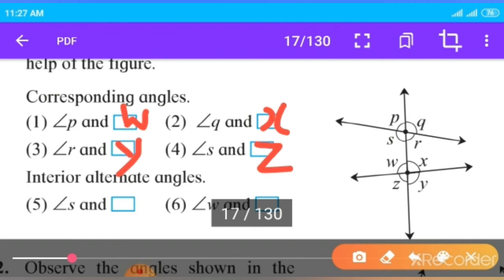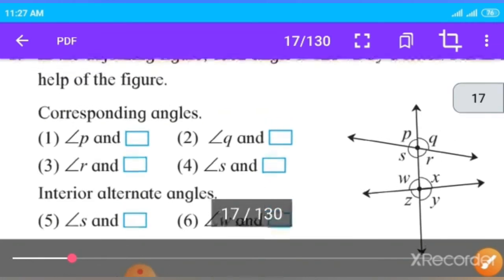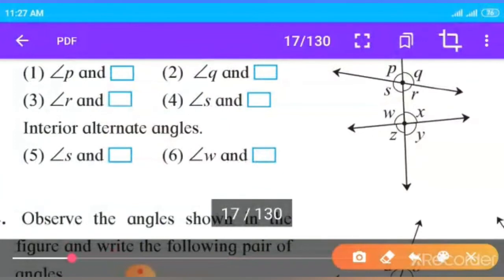Interior alternate: angle S and angle X, angle W and angle R.